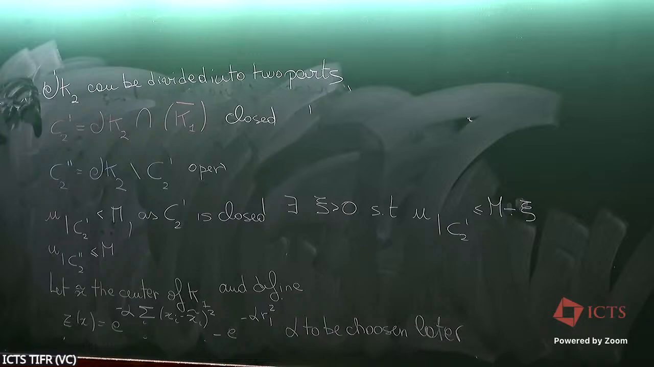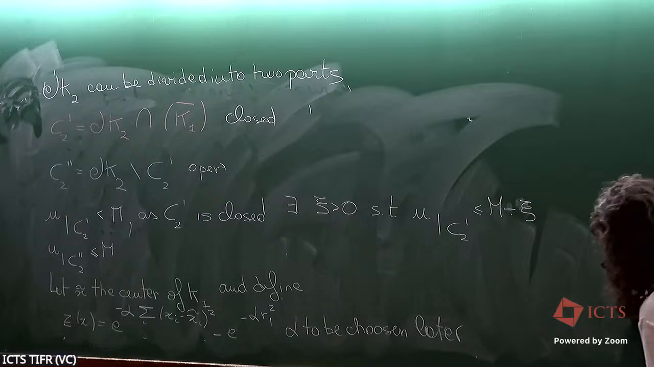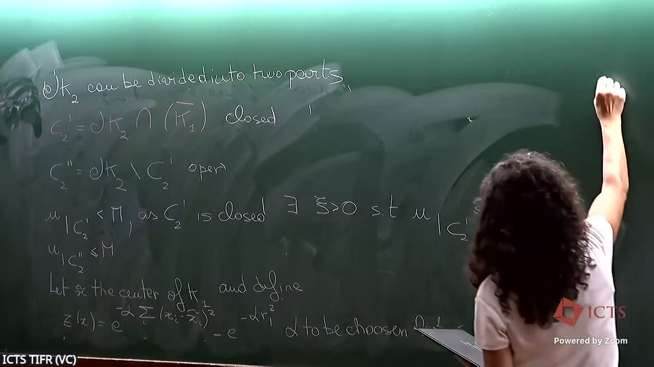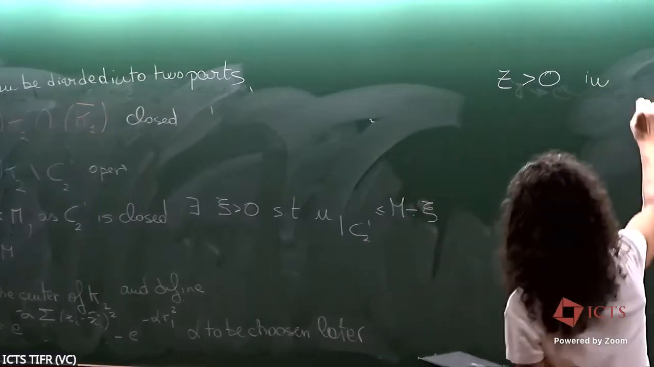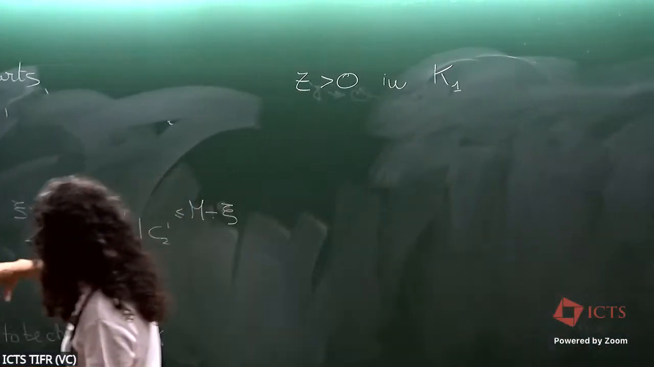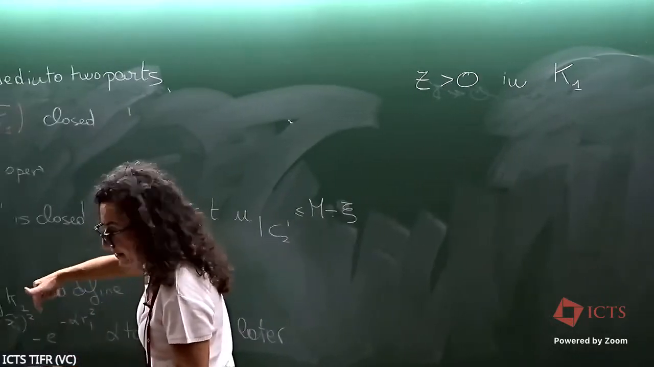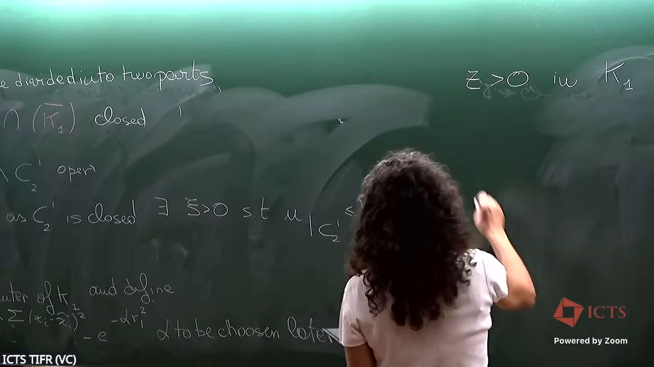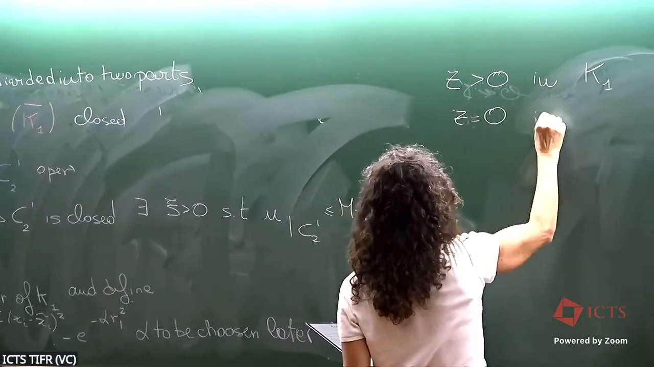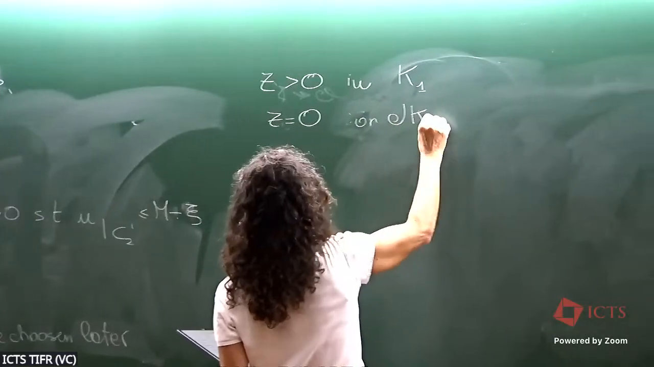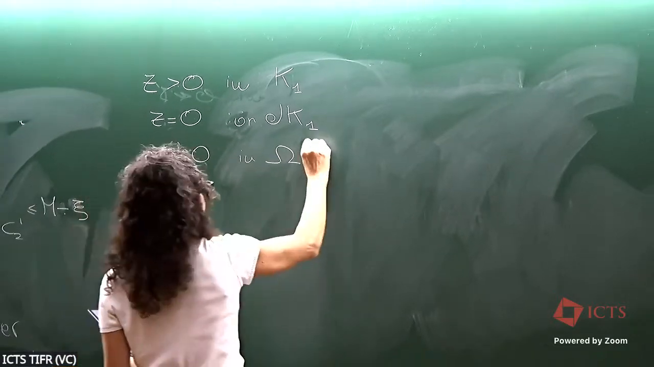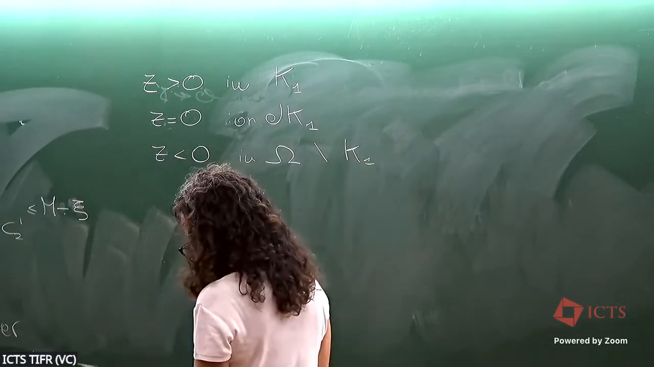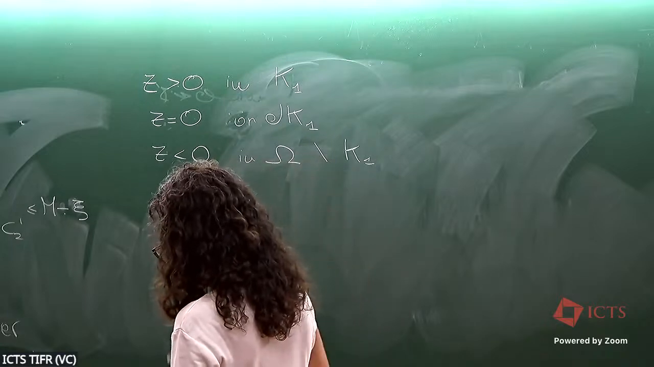It's not hard to prove. Everything, all the computations here, are in fact elementary. But it's clear then that Z is larger than 0 in K1, because you have this part. Z is equal to 0 on the boundary of K1, and Z is smaller than 0 in omega minus K1. Okay, that's really something easy.